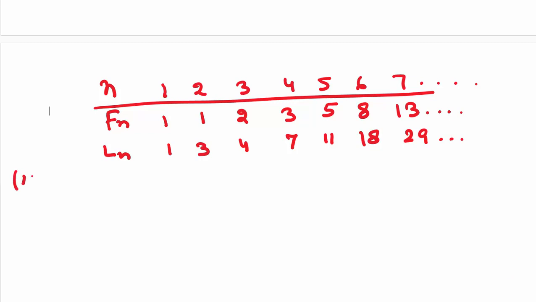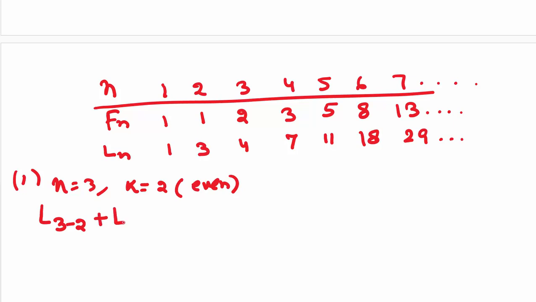Now, what if we take n to be 3 and k to be 2? So we are starting with an even value of k. In that case, our identity L(n-k) plus L(n+k) will become L(3-2) plus L(3+2). Now this is nothing but L1 plus L5. And you know what is L1? From the table you see L1 is 1 and L5 is 11.